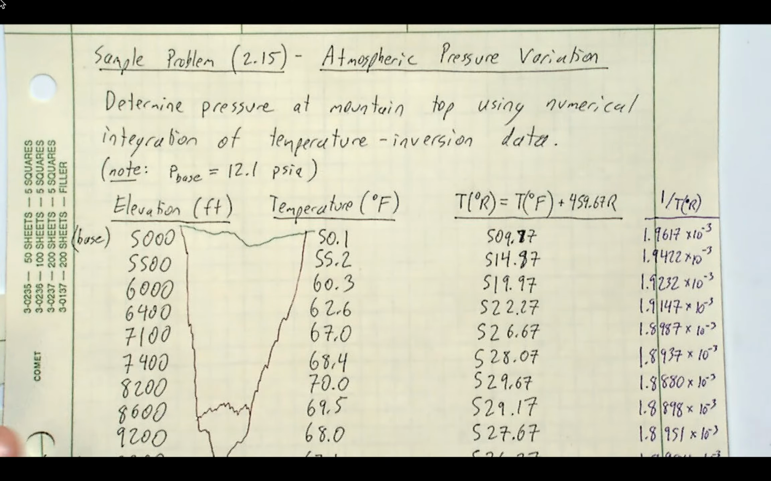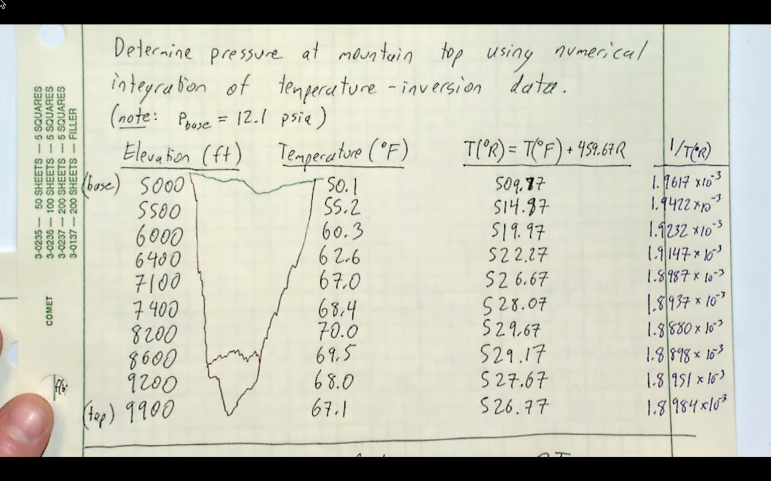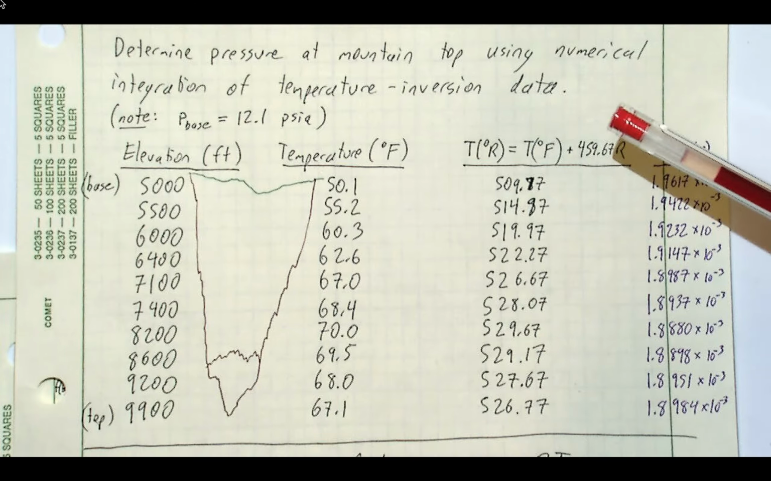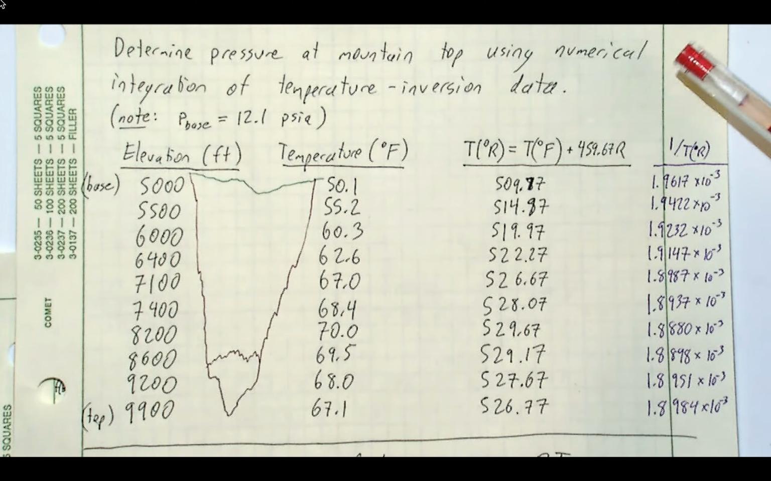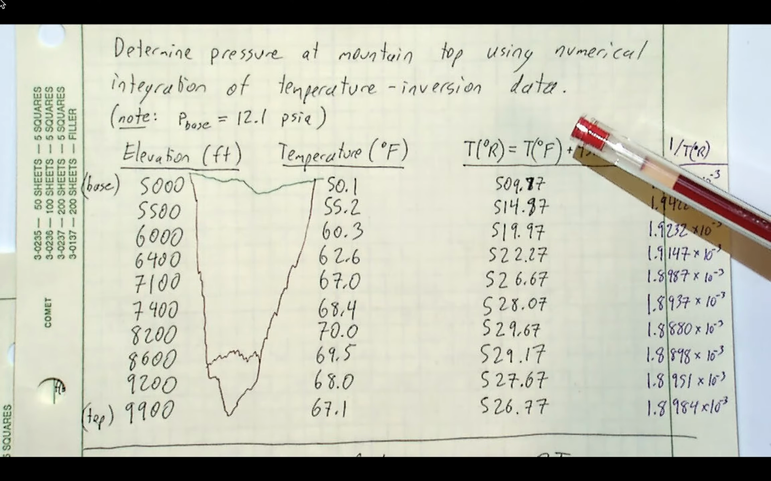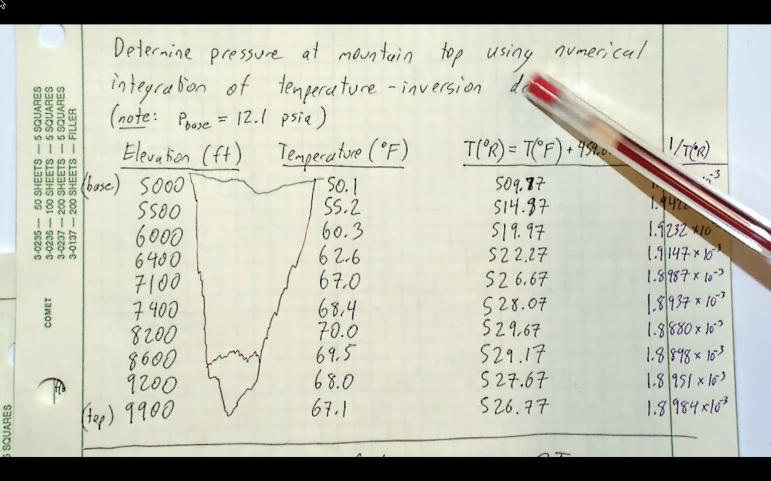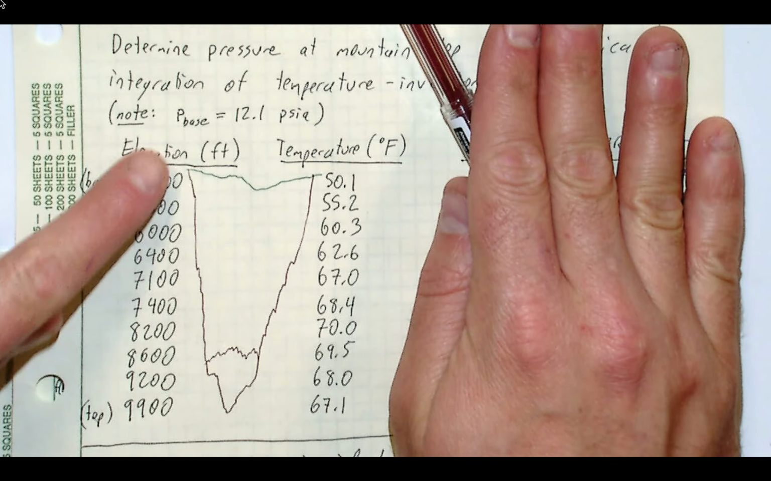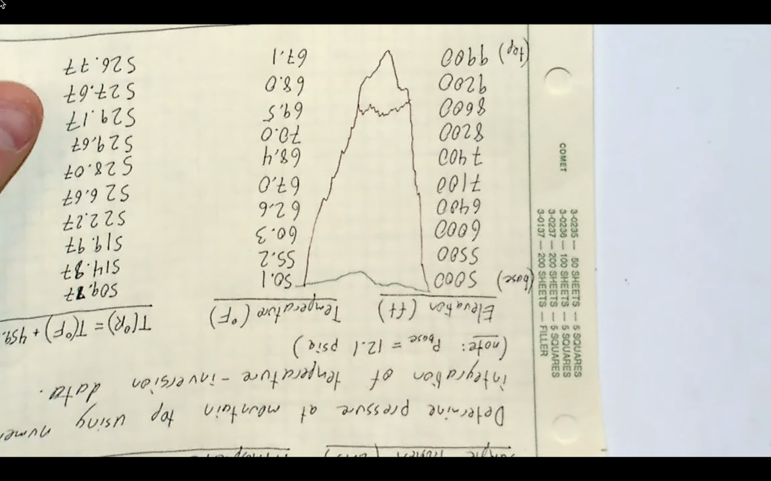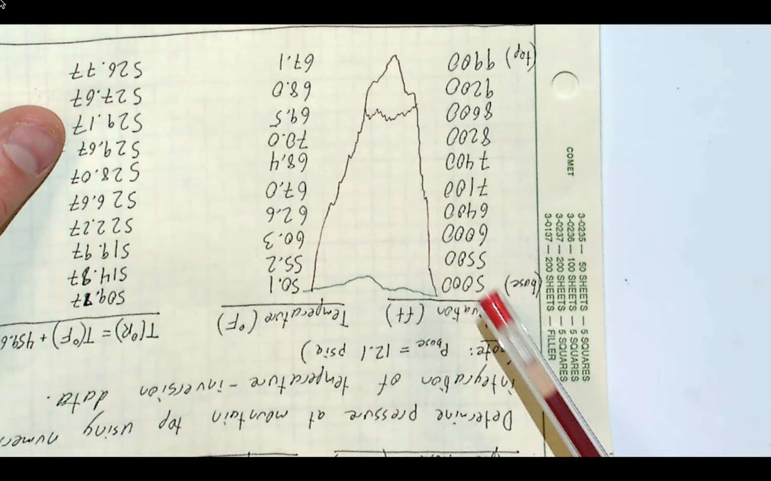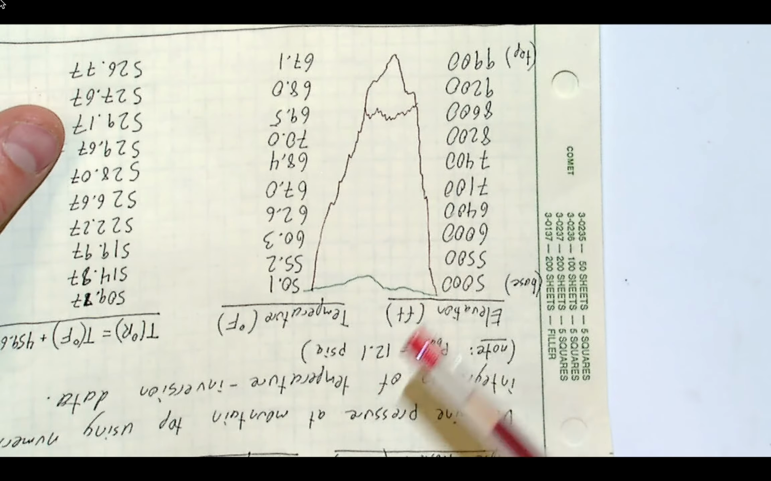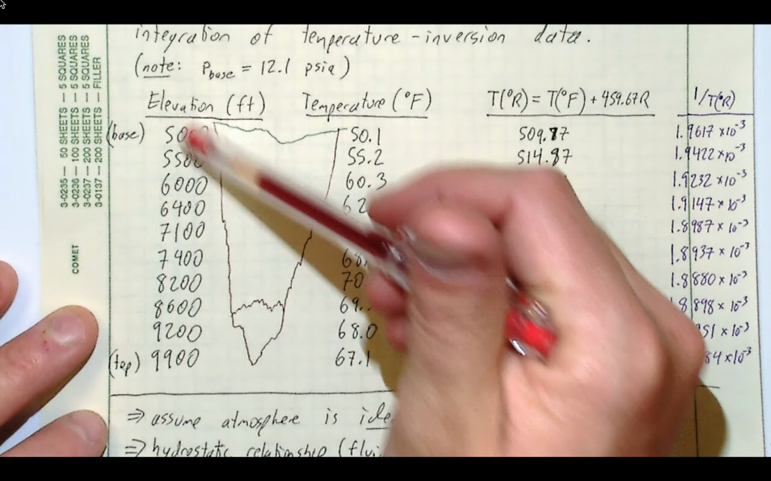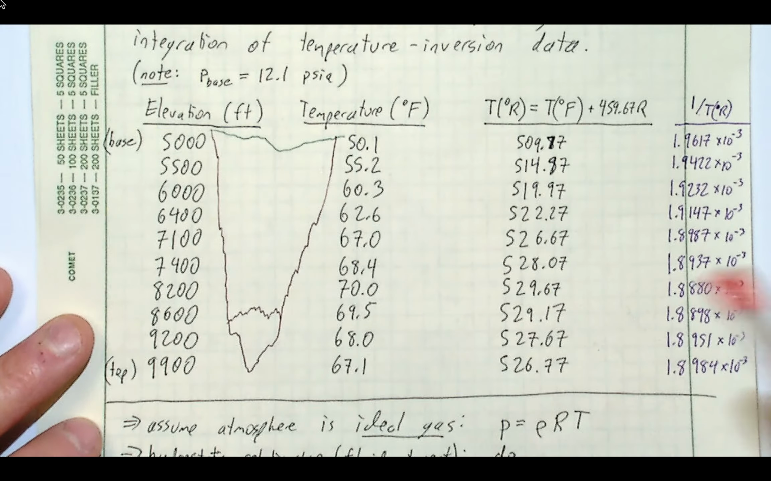Here's my retelling of this system. Determine the pressure at the mountain top using numerical integration of the temperature inversion data. We'll get to what we mean by numerical integration. This is what's given to us, and I've drawn the mountain just to remind us. Here's the mountain going up, and our data is given in the opposite direction. As we go further down in our data, we're actually going higher up the mountain.